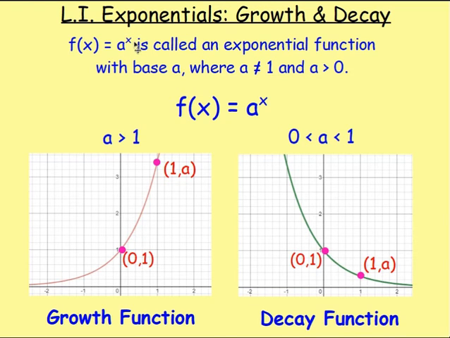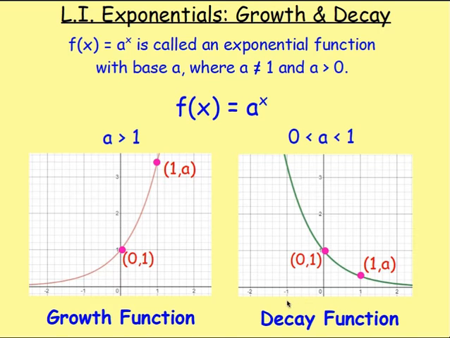If you graph an exponential, you will see that if a is bigger than 1, then it is going to be increasing, and it looks something like this. If a is between 0 and 1, so 0 point something to the power of x, it will be decreasing, and it will look something like this. If it increases, it's a growth function. If it decreases, it's a decay function.